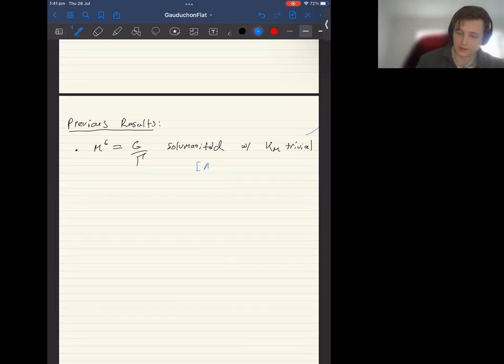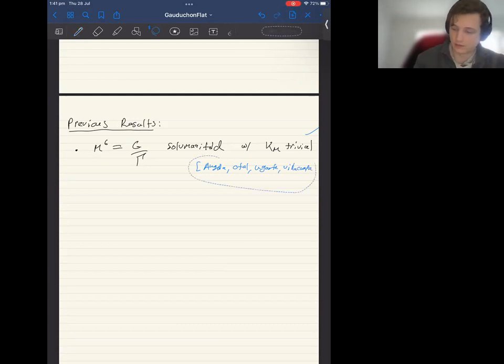Okay, this was done by Angella, Otal, Ugarte, and Villacampa. In the same paper, they conjectured it to be true in general.